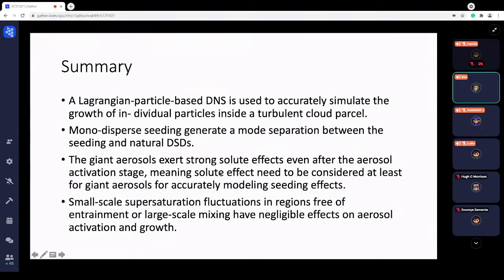So here is also my summary for the DNS study. I will stop here for questions.